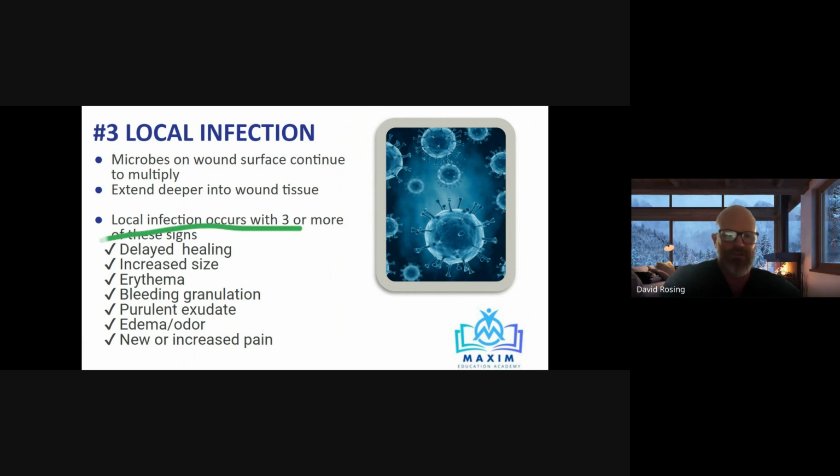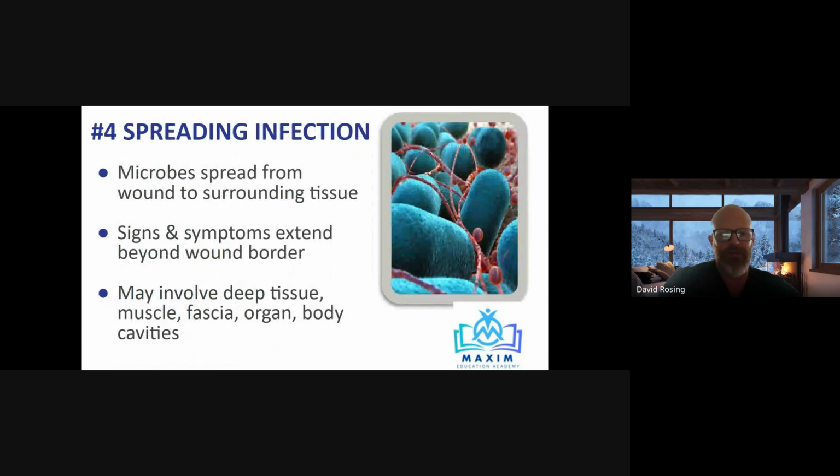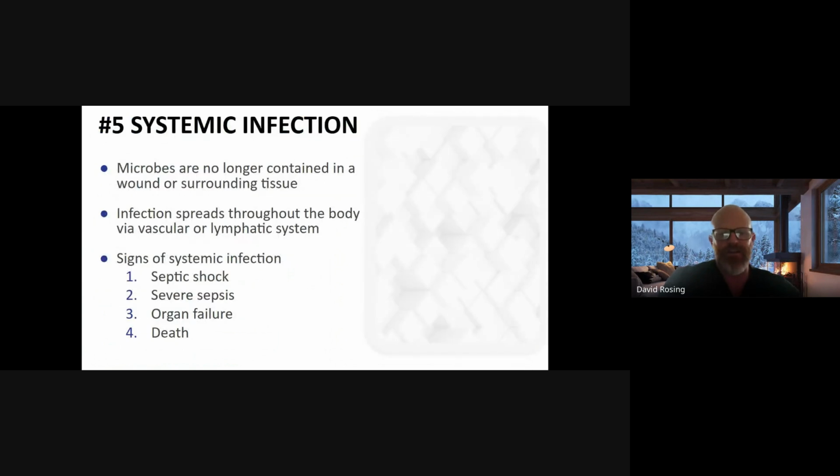All those same things that we said: decreased healing, increased size, erythema, bleeding granulation tissue. So you've got nice, healthy, perfect granulation tissue. Not always the case. If you touch it with your curette and it's bleeding like crazy, think about infection. And then obviously purulence, odor, and new or increased pain. But one of the things I really want to draw your attention to is that hypergranulation tissue, really excessively bleeding granulation tissue, may look fine, but there may be an infection going on there. And then there's spreading infection and eventually systemic infection.